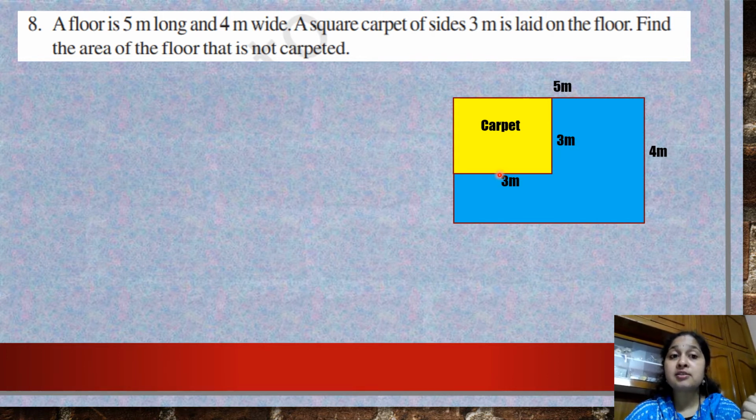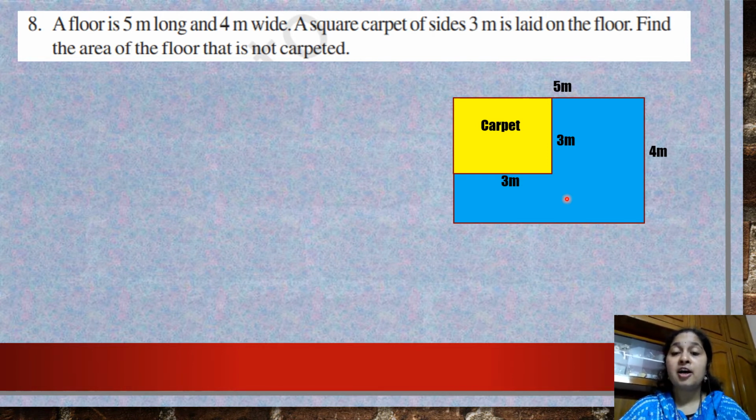So what is the area of the floor that is not carpeted? Can you see this figure, children? The blue area is the floor, and to that blue area we are placing a carpet which is in yellow color. Just an imagination, children. So this carpet is placed which is 3 meters by 3 meters. So what is the area which is not carpeted? It's nothing but this blue area. Now how do we find that, children? Yes, if we find the area of the floor and then the area of the carpet.